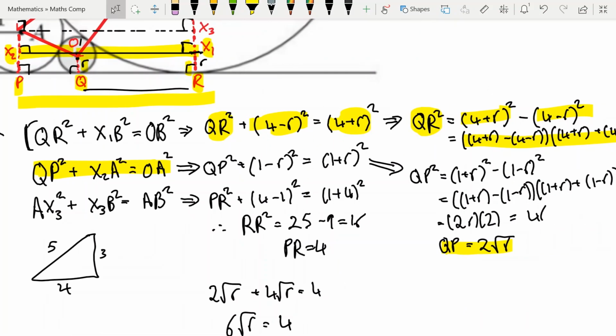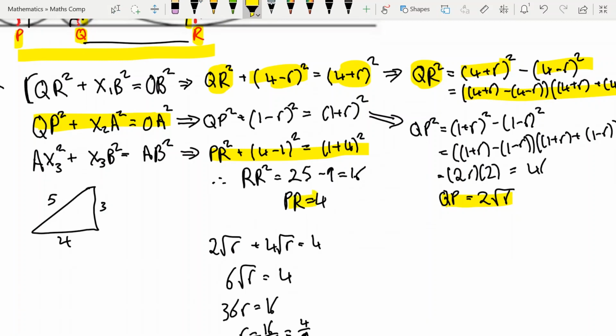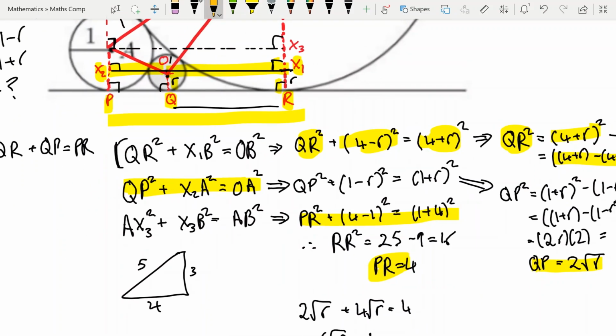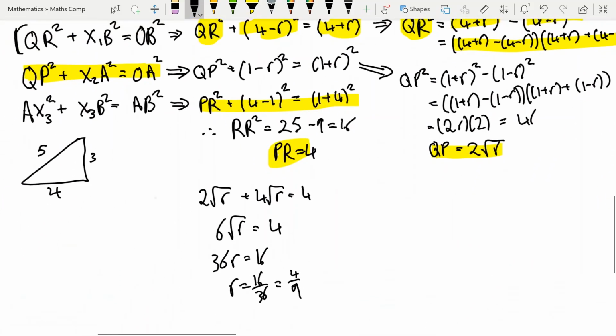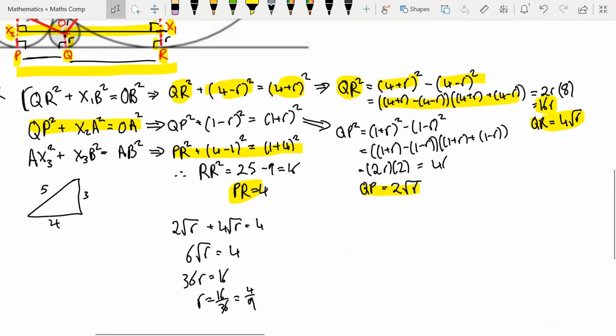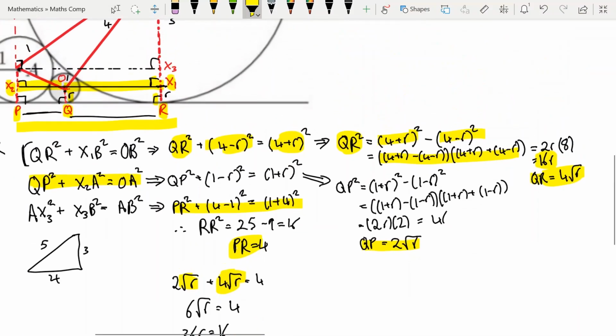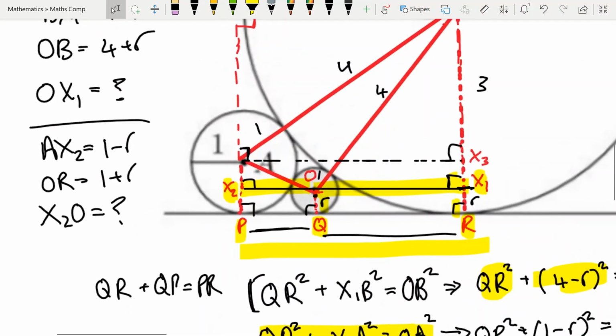You can see the sums here using Pythagoras: PR squared plus 4 minus 1 squared equals 1 plus 4 squared. So we get PR to be 4. We also know that PR is the sum of PQ plus QR, so this whole length is the sum of these two lengths. You can set up an equation plugging back in QR, which is 4 root R, and QP, which is 2 root R, equal to 4. You solve that equation and you get the radius is equal to 4/9. And that is your solution, the radius of the smaller circle.